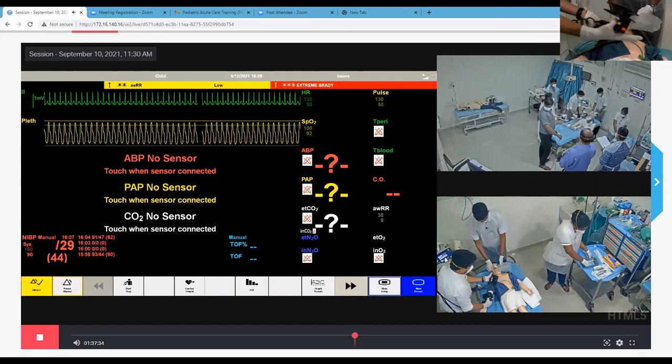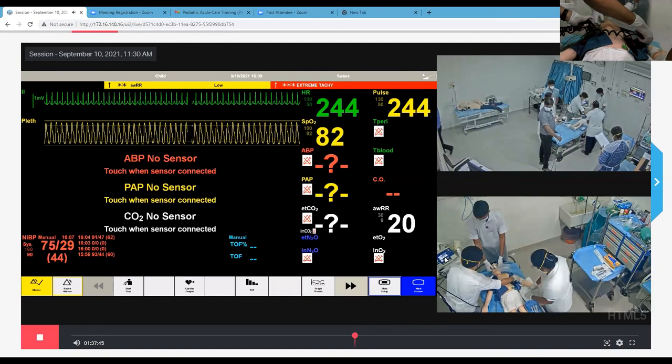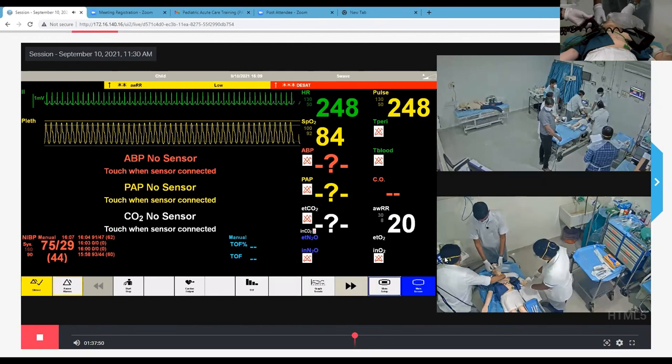The child is awake, so we'll probably give a small dose of ketamine, 1 mg per kg, 20 kg, ketamine 20 mg. Please give, Dr. Sister Jansi, please press the sync button and charge with 10 joules. Injection ketamine, 20 mg given. Ketamine given, you can go ahead.